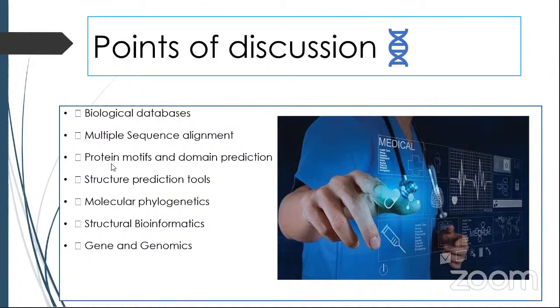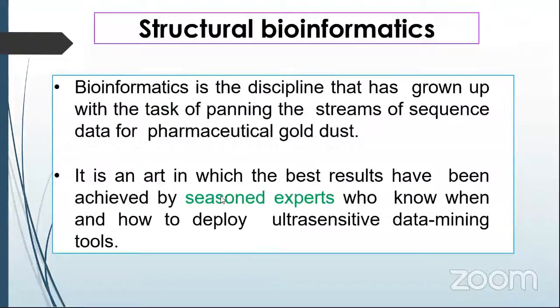You will also get protein motifs and domain predictions, that is the classification of the protein, and structure predictions using different tools and databases. Molecular phylogenetics is nothing but getting the classification based on phylogenetic tree analysis. There you will get the clades and dendrograms. And then structural bioinformatics, and genes and genomics. I have told you that. After gaining the different knowledge, you can integrate it with a genomics based approach.